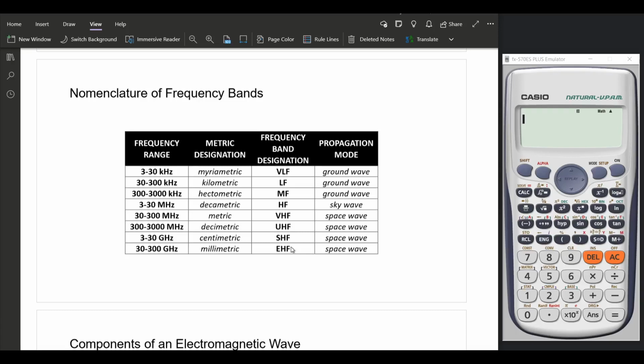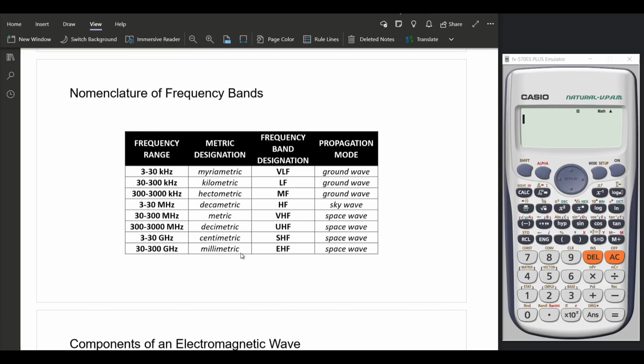But for metrics, so ito yon. If you can memorize or remember these, mas maganda. So kailangan alam mo kasi yung tawag dun sa range at saka dun sa frequency band and dun sa metric designation. For example, kapag tinanong 30 to 300 gigahertz, so they are also known as what? So they are also known as millimetric waves.